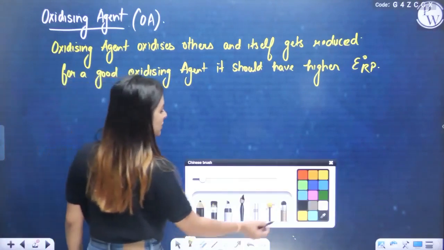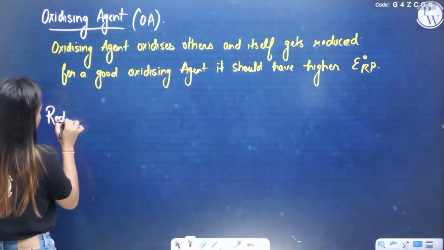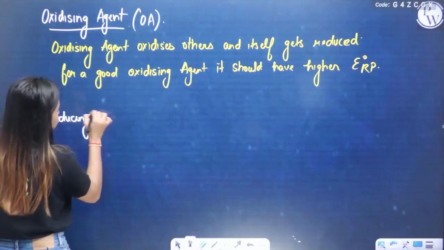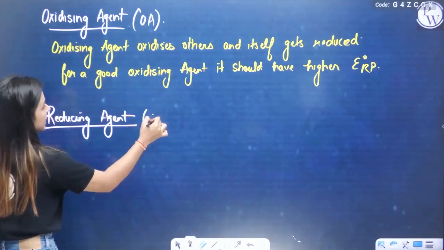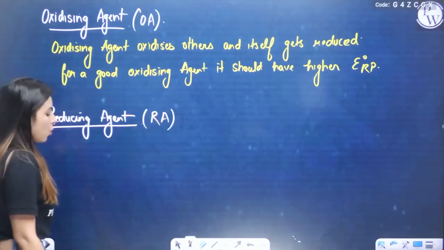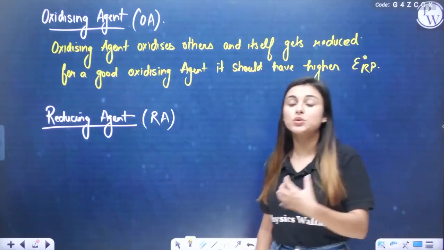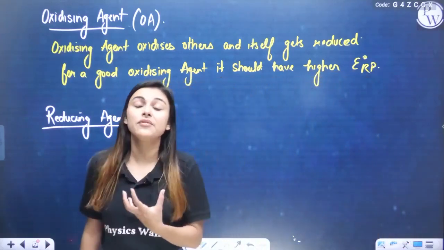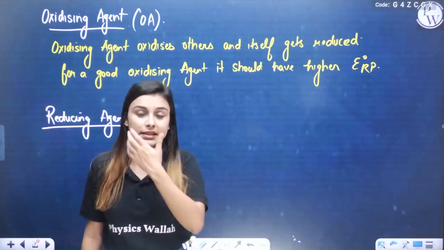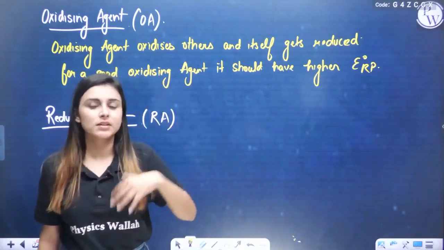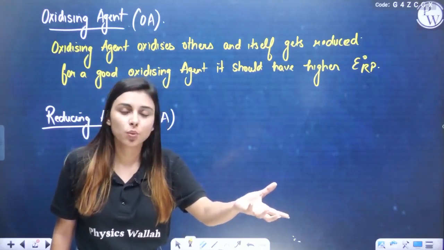If you're clear with the oxidizing agent part, my dear students, then I hope you can give me the correct definition of reducing agent. Now understand this. What is a reducing agent then? A reducing agent would be an agent which will reduce the other and itself will get oxidized, right? Yes, the more it gets oxidized, the more it has a tendency to reduce the other, and the better the reducing agent it will be, right?